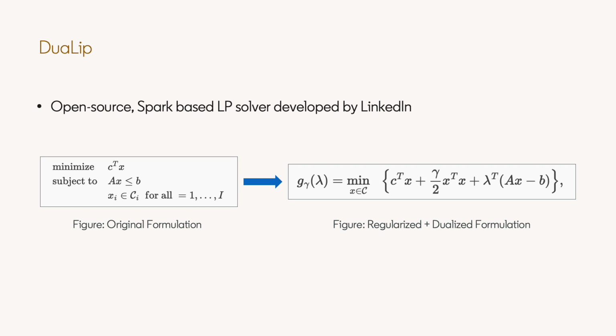What really enabled us to solve a problem of this scale was leveraging DuaLip, which is an open source Spark-based linear program solver developed by LinkedIn engineers. What this does is it takes your original LP formulation in standard form, adds a quadratic regularization term, and then dualizes the majority of the constraints in order to make it amenable to methods like accelerated gradient descent and LBFGS. You can find more details on this in the paper itself, on the DuaLip repository on GitHub, or on the wiki.